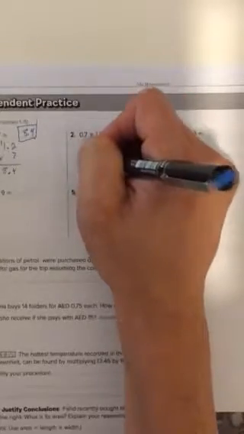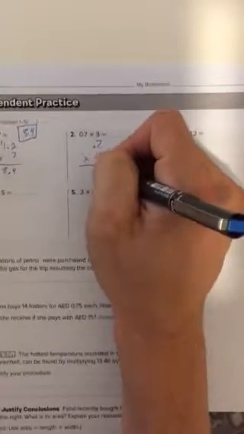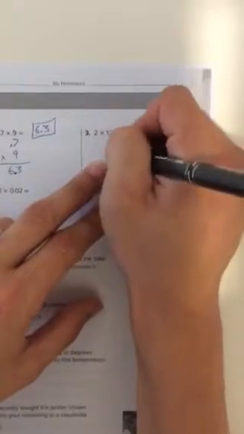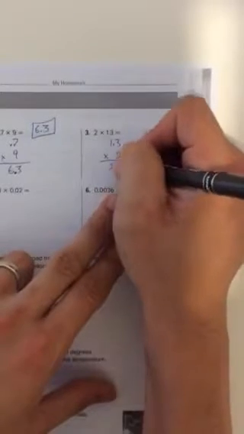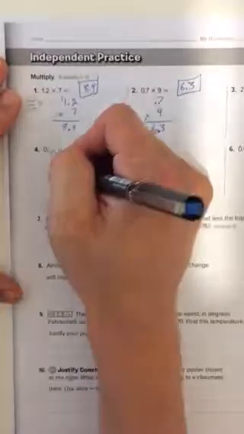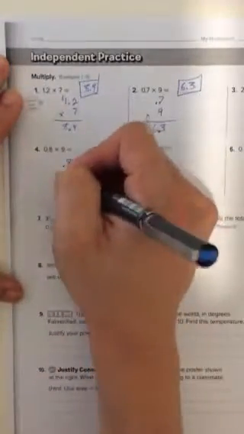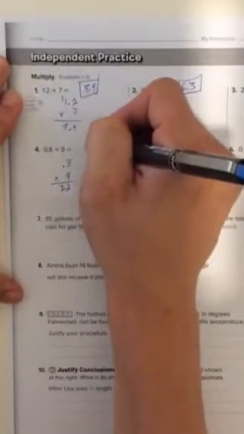0.7 times 9. So 9 times 7 is 63. I have one number behind the decimal, so my answer is going to have one number behind the decimal. 2 times 1.3. 2 times 3 is 6. 2 times 1 is 2. I have one number behind the decimal, so my answer is going to have one number behind the decimal. 0.8 times 9. 9 times 8 is 72. Again, one number behind the decimal.